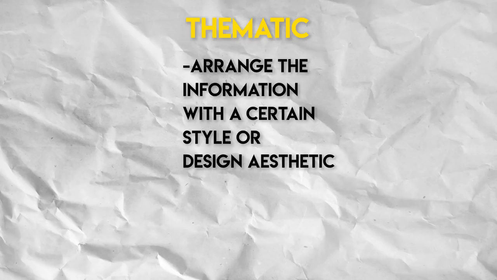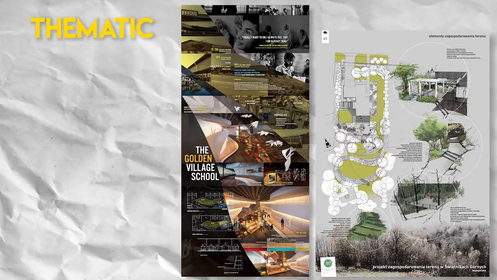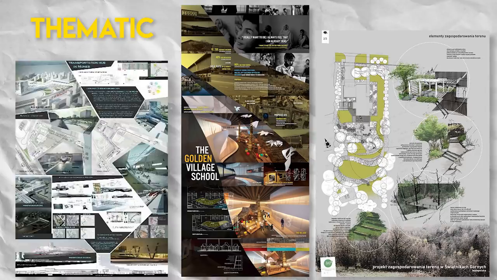Second layout type is the thematic layout type, where you arrange your information with a certain style or design aesthetic. For example, we got this presentation board based around this layered design aesthetic, or this one with a circular theme, or this one with a geometric crisscross thingy going on.